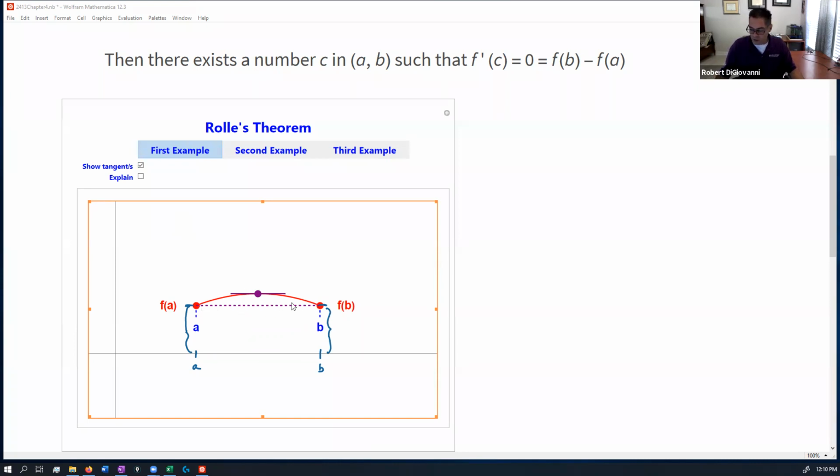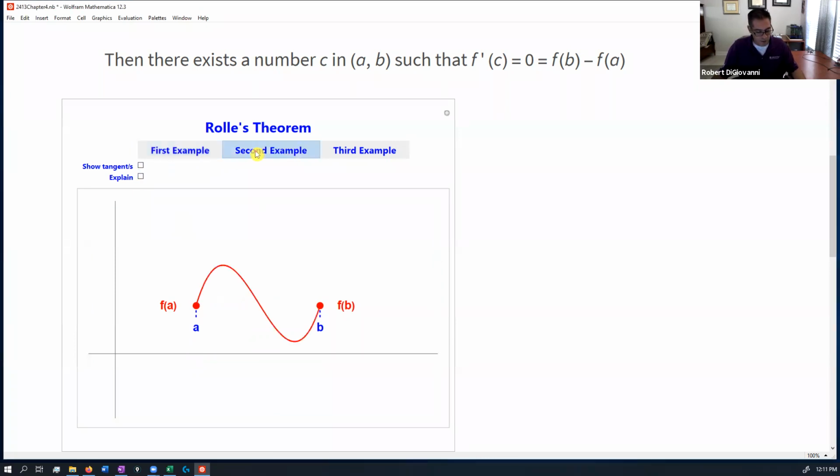And I can give you another example. Let me clear this out and give you a different function. So look at this function. It's continuous on this closed interval. The two endpoints have the same height, and it's differentiable. No corners, no cusps, no jumps, no vertical tangents.